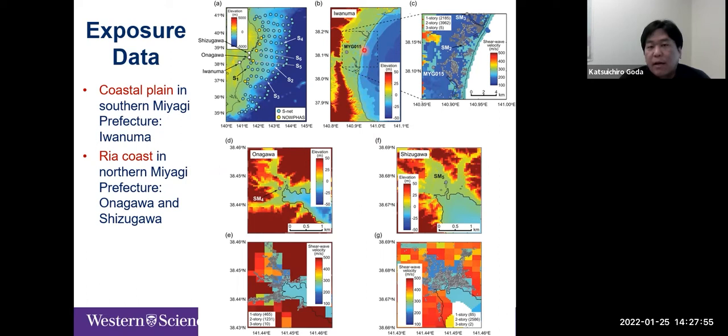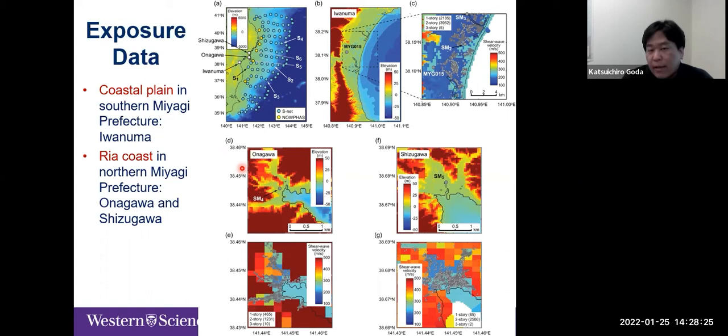And then I'm going to focus on this small section of this community, which is bounded by the two rivers locally. There are about 6,000 houses in this range. Also, I'm going to show another case as a numerical example, when the building exposure data are spread over a little bit wider area.